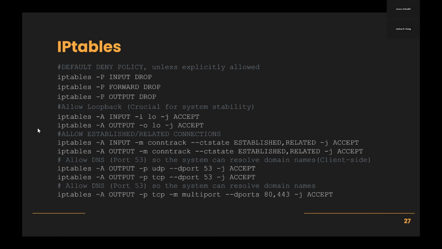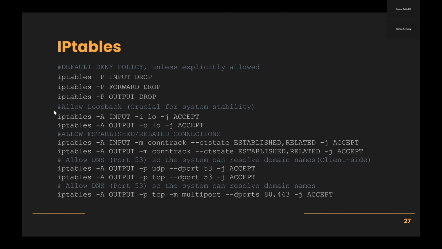So you want to add some other rules that allow the machine to still function properly, right? And a really important one is allowing loopback. A lot of the times, the system needs to talk to itself. And so it's important to allow loopback, right? This is just for the functionality of the machine. It's so that the machine can still operate properly.